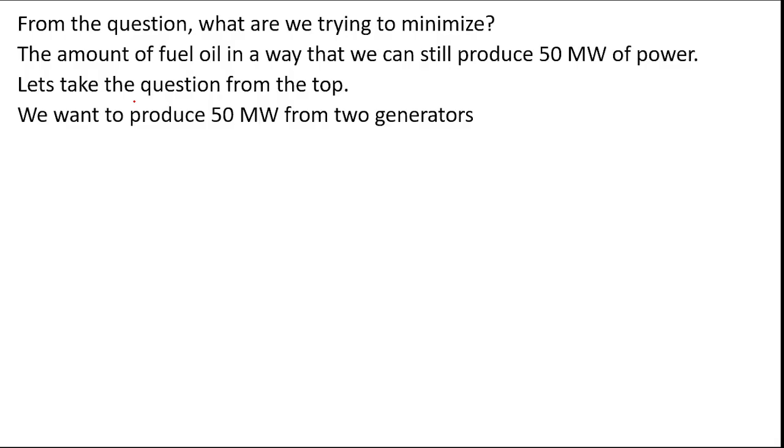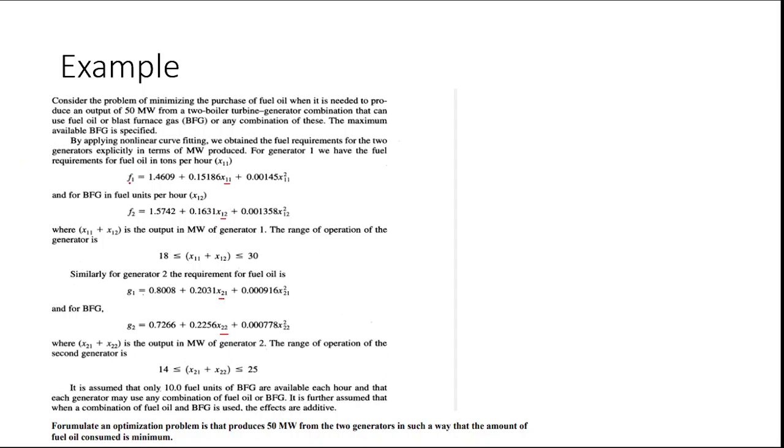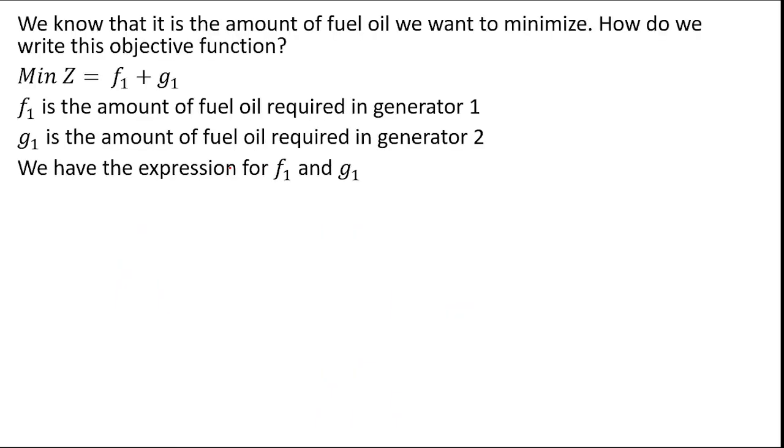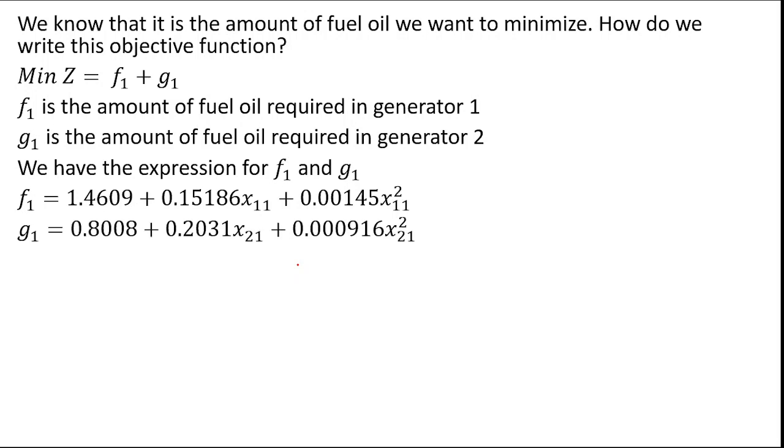So once again, back to the question so that we can see that the question told us the amount of fuel oil in generator 1. That was this expression over here. Except for generator 1, we have the fuel oil requirements for fuel oil. So we have the fuel requirement for fuel oil in terms of tons per hour. So this is the fuel oil in generator 1. Then for generator 2, the requirement for fuel oil is given by G1. So what we are trying to minimize is the amount of fuel oil in both generators. So it will be F1 plus G1. Then, so we have the expressions for F1 and for G1 as well.